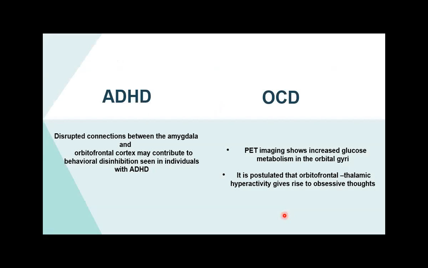In ADHD and OCD, which are hyperlimbic conditions, there is a disrupted connection between the amygdala and the orbitofrontal cortex, which may contribute to behavioral disinhibition as seen in individuals with ADHD. And in OCD, PET imaging studies show increased glucose metabolism in the orbital gyri. It is postulated that orbitofrontal thalamic hyperactivity gives rise to obsessive thoughts.